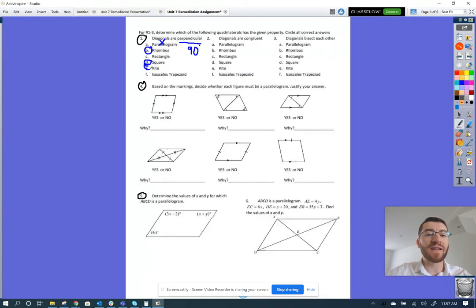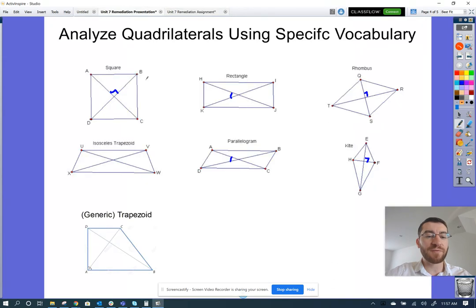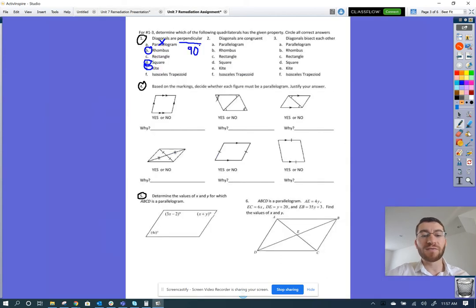So a kite does. An isosceles trapezoid. Just by inspection, you can tell, no, this does not have a 90-degree angle. These diagonals are not perpendicular, okay? We also have a trapezoid, or a generic trapezoid. That just means any trapezoid that doesn't have these congruent legs, okay? So you want to make sure that you understand the difference. A generic trapezoid, or just a trapezoid, its legs, so the sides that join the opposite parallel bases, are not necessarily congruent, but in an isosceles trapezoid, those legs are congruent. They are absolutely equal. Okay, so that'll help you reason through number 2 and 3 as well.